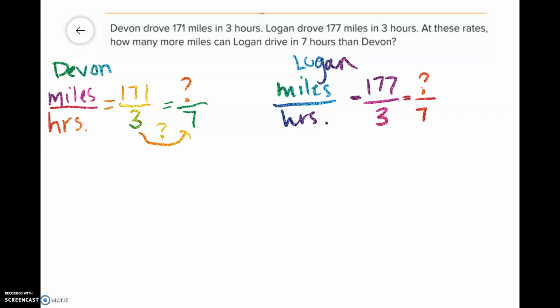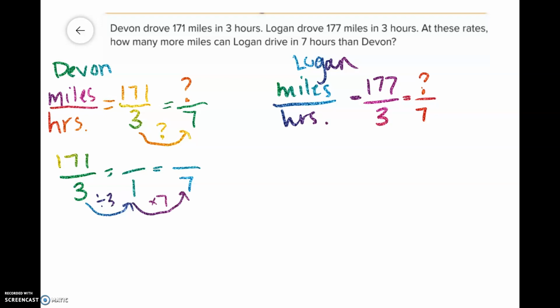So I'm going to go ahead and take for Devin his 171 miles in 3 hours. I'm going to find out what his unit rate is, and then I'm going to use his unit rate to find out how far that would be in 7 hours. So the path is very similar to the previous example. To turn a 3 into a 1, I need to divide that by 3. And then to turn that 1 into a 7, I need to times it by 7.